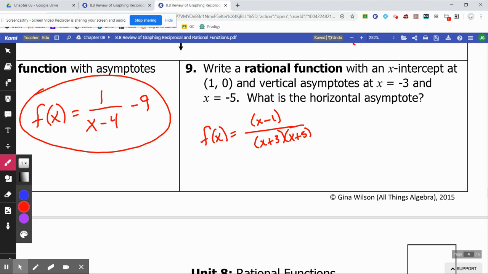What would be the horizontal asymptote? This would be the function, and you could actually multiply it out if you'd like. When you FOIL the bottom, you would get x squared plus 8x plus 15. Now, what would be the horizontal asymptote? Well, that's when you would look at the degrees. The degree of the top is 1, the degree of the bottom is 2. So therefore, the horizontal asymptote, we'll just call it HA, would be at y equals 0, is the rule.